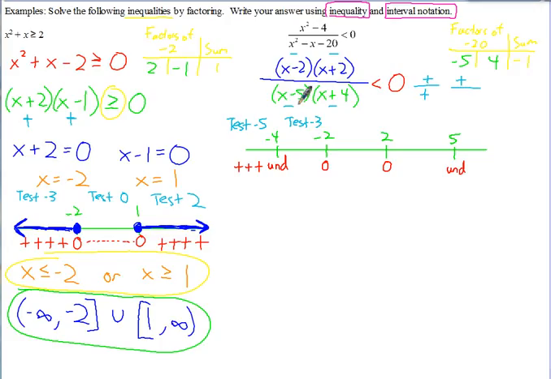-3 plus 5, sorry, -3 minus 5 is negative. -3 plus 4 is positive. So negative times a positive is negative. Positive divided by negative, negative.